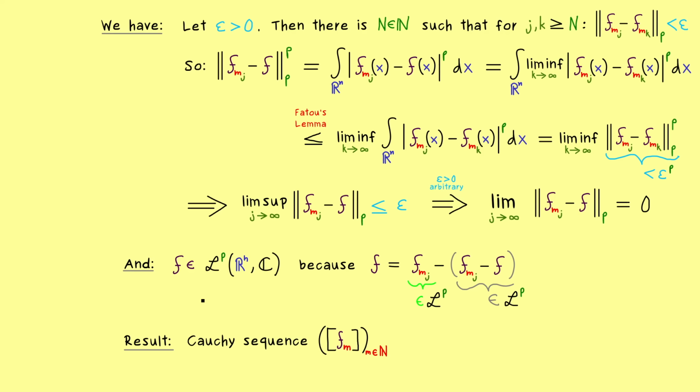And if you want, in the end here we can write it with the equivalence classes again. So this Cauchy sequence in the straight L^p is convergent to the equivalence class of f. And please don't forget, the important part is that this convergence is with respect to the L^p norm. And exactly this property makes the whole normed space complete. So there we have it. This is the whole proof of the Riesz-Fischer theorem.